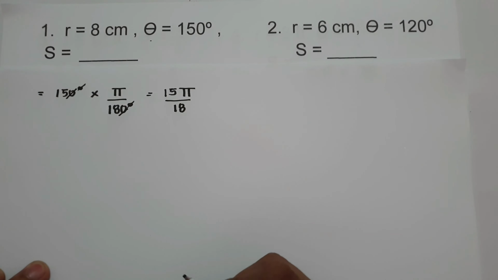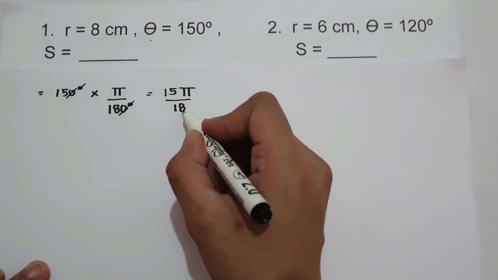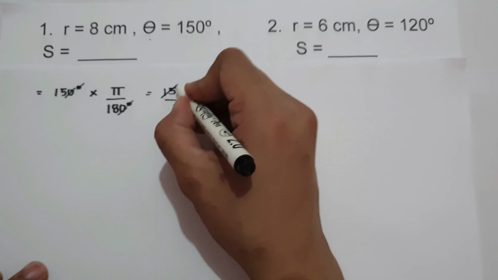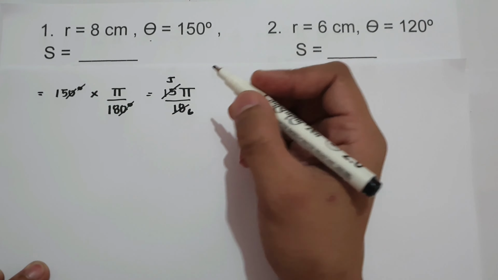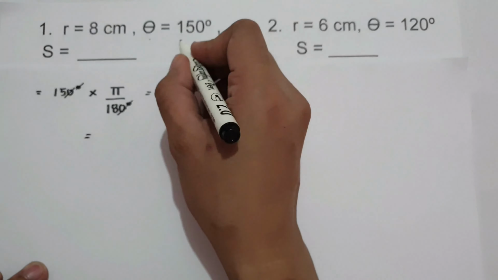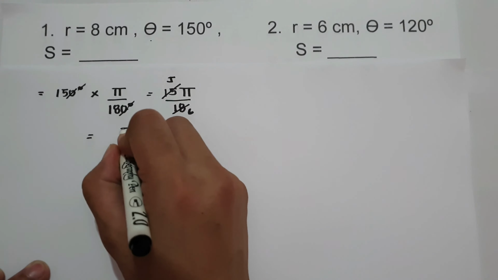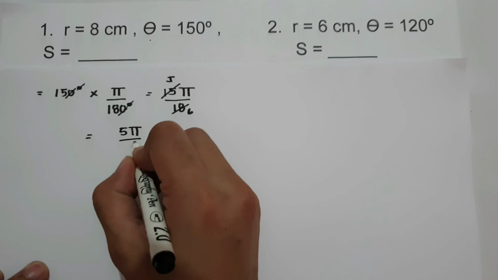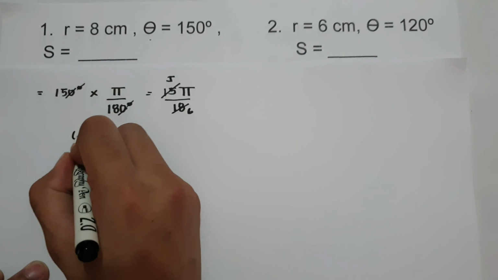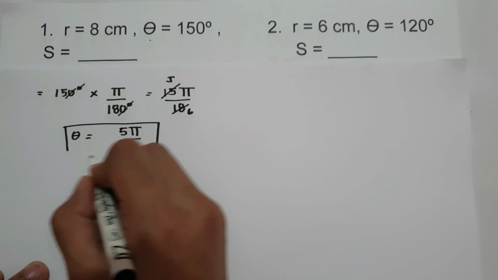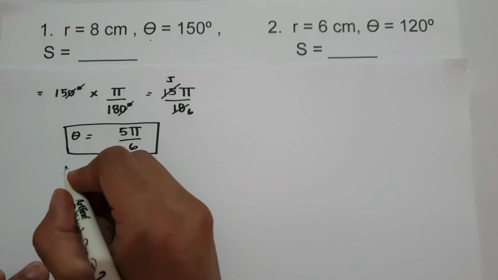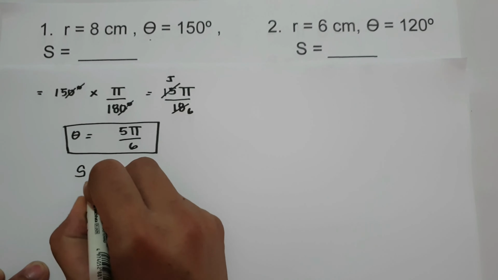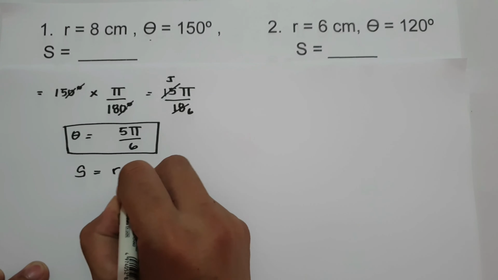The greatest common factor of 15 and 18 is 3. So 15 becomes 5 and 18 becomes 6. Therefore, 150 degrees in radians is 5 pi over 6. This will be the central angle, 5 pi over 6. To find the length of an arc, we are going to use the formula S equals radius times central angle.